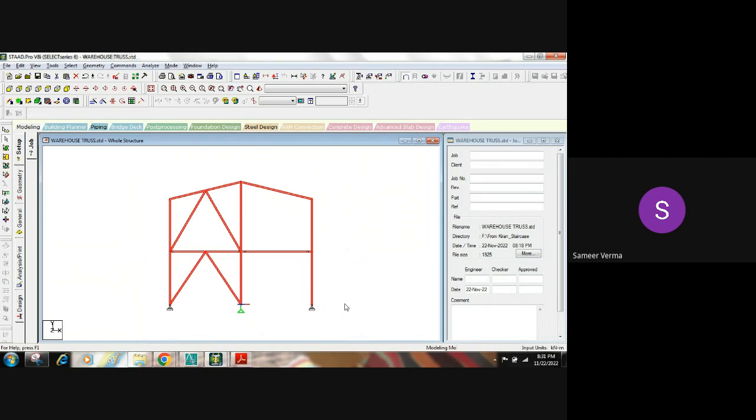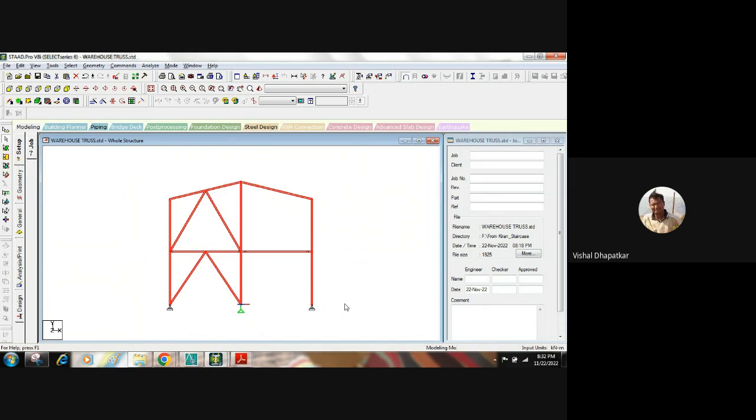Excuse me, sir. So the arrangement of bracing is our choice, or is there some thumb rule? No, if it is a warehouse or any shed, it depends on us or the architect, where the openings are or where they need some forklift movement. Based on that, they can provide us the tentative location of the bracings.